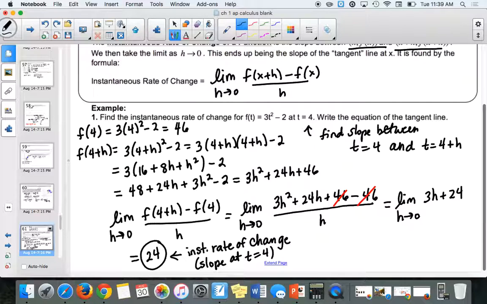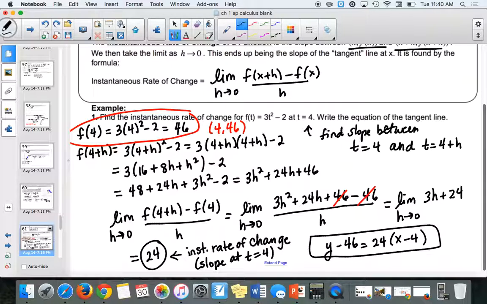So then last step, what's the equation of the tangent line? Well, we found our point. What's the point? 4 comma... It's in there somewhere. Right here. Yeah, that's the point, 4 comma 46. And we have our slope, which is 24, so it's going to be y minus 46 equals 24 times x minus 4. Done.